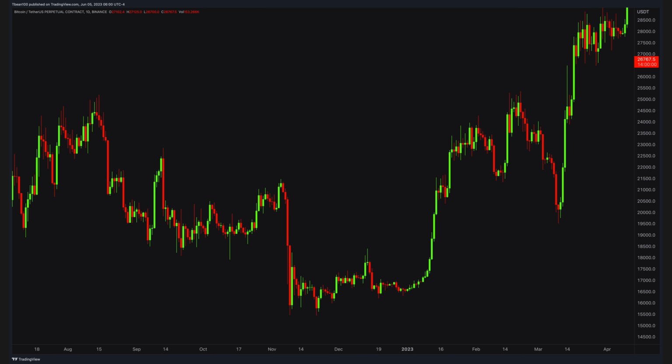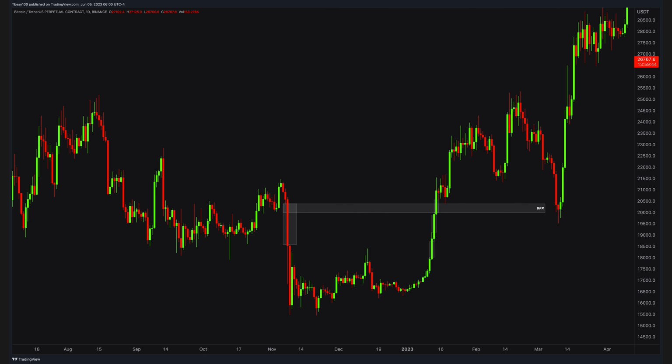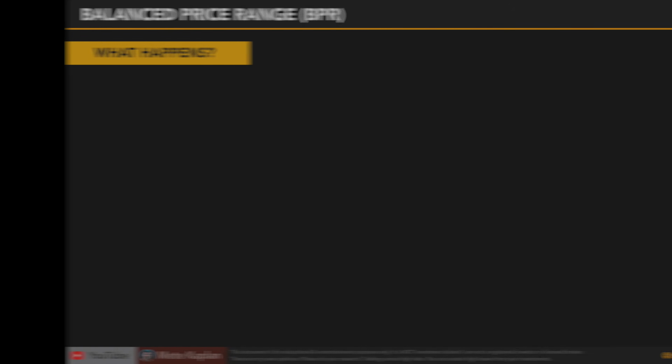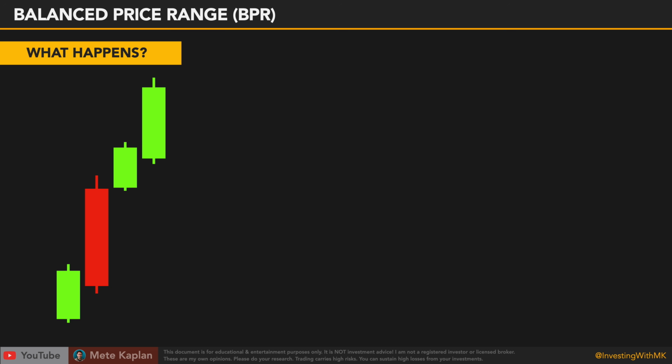See this example? First, identify all possible imbalances. Very easy to do. Then find the collisions. Here you have your balanced price range. Nothing complicated. Now, what is a BPR? What actually happens? Why do they even exist?